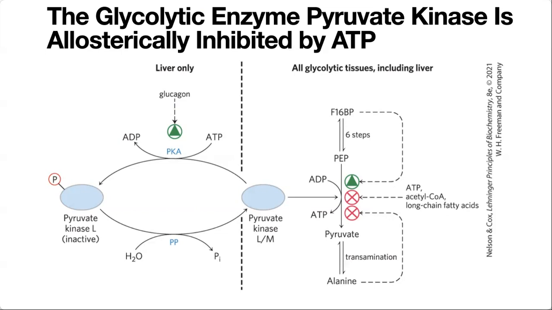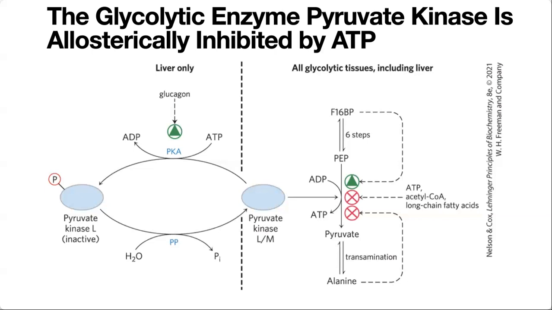So it can be regulated by acetyl-CoA, by alanine, which can be made from pyruvate, by long-chain fatty acids, basically a lot of different signals that we have enough energy. And so let's go and do other things like make glucose. It also gets positively regulated though.